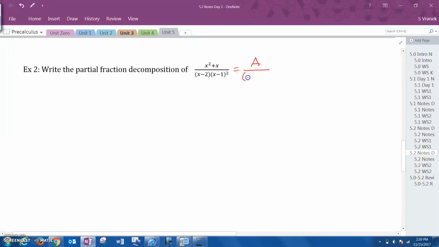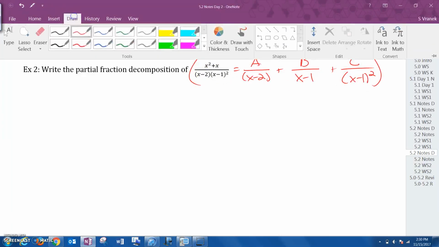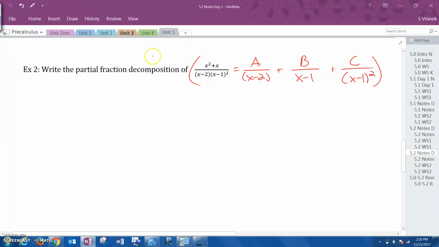I have a over x minus 2. Now that x minus 1 is your repeated factor, so we're going to say that b will be over x minus 1 and c will be over the squared piece of it. Now I'm going to multiply everything by x minus 2 and x minus 1 quantity squared.